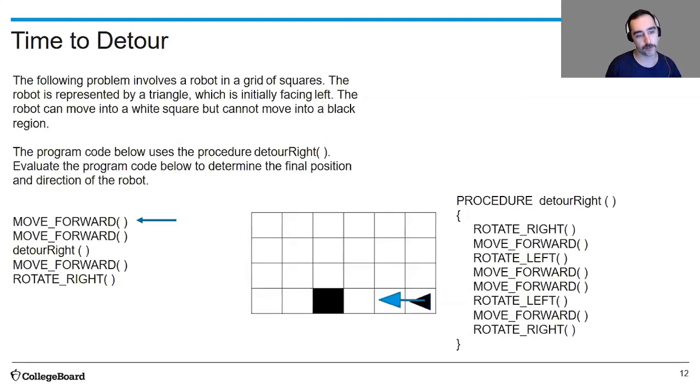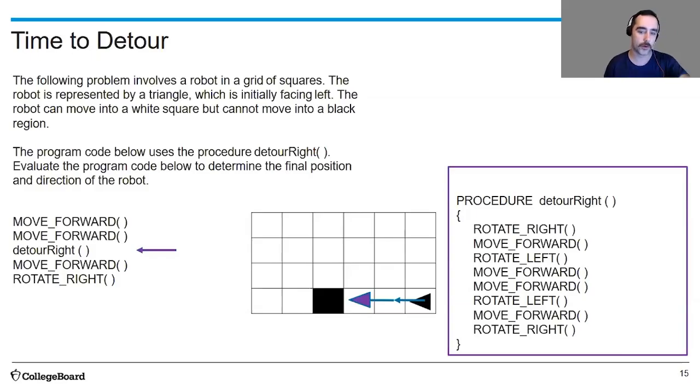So we start by moving forward, we move forward again, and then it brings us to the procedure detour right. Now, we will go to the procedure detour right and work through that set of instructions. Rotate right, move forward, rotate left, move forward, rotate left, move forward, rotate right. And that's the end of the procedure.